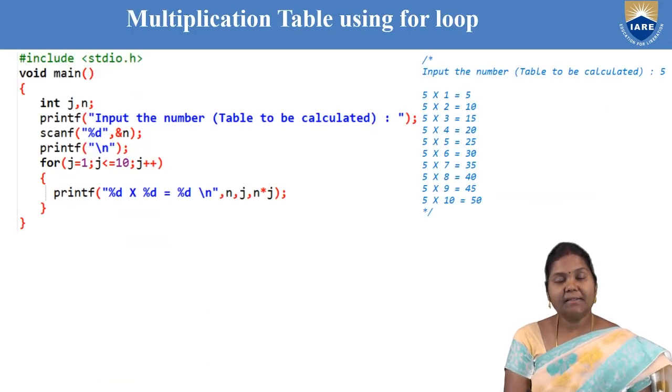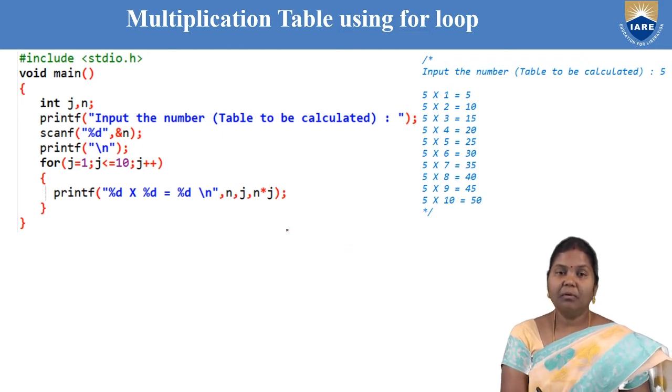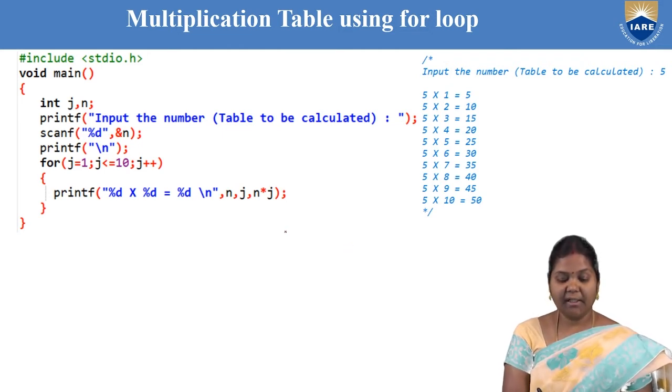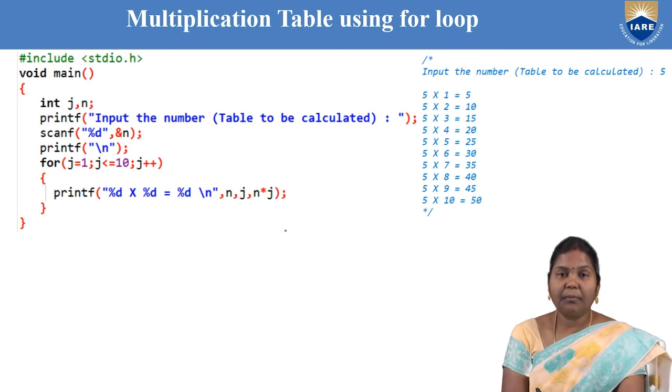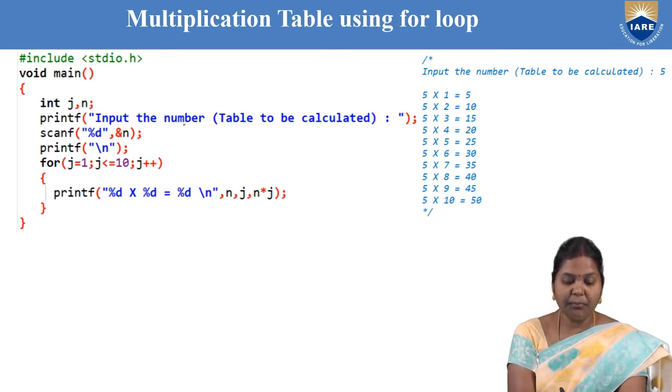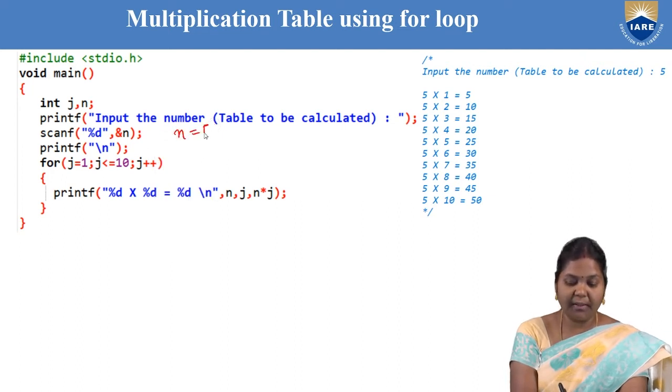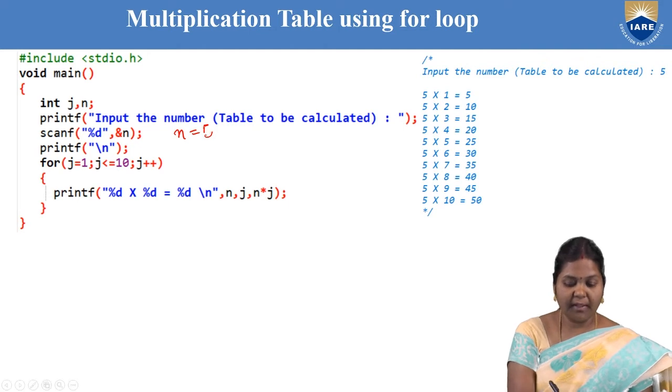Now let us understand some examples using the loops. The first example is how to display the multiplication table using a for loop. If you want to display the multiplication table, first we have to read a number whose table you want to display. So we are inputting the number, that is n. Suppose n is equal to 5.